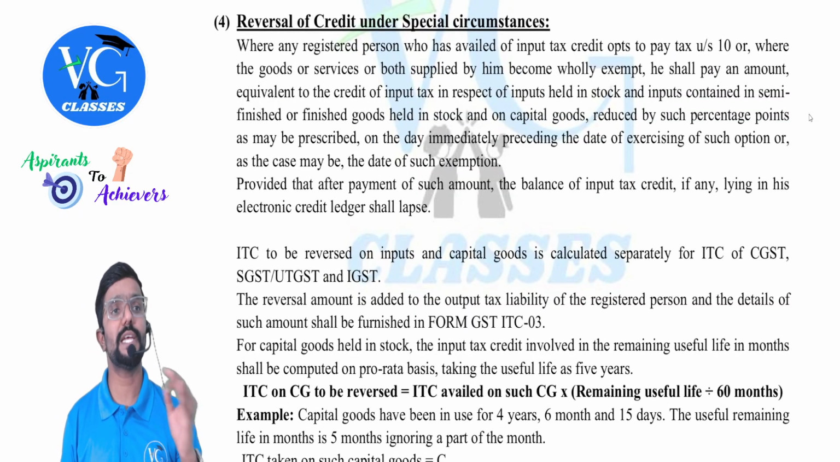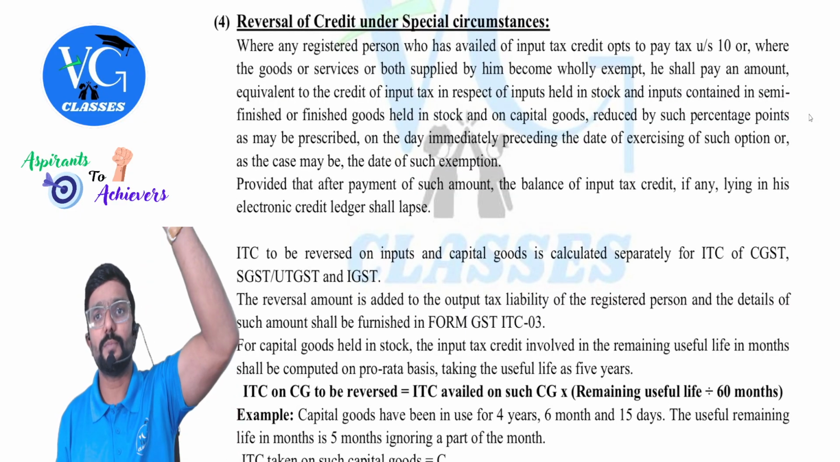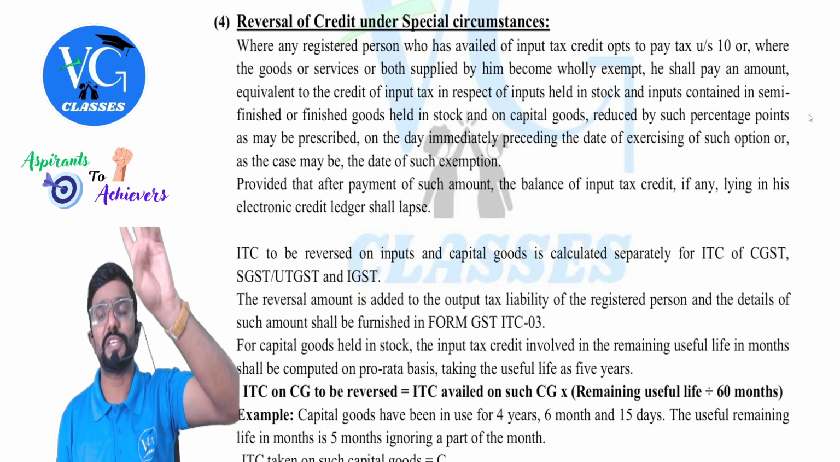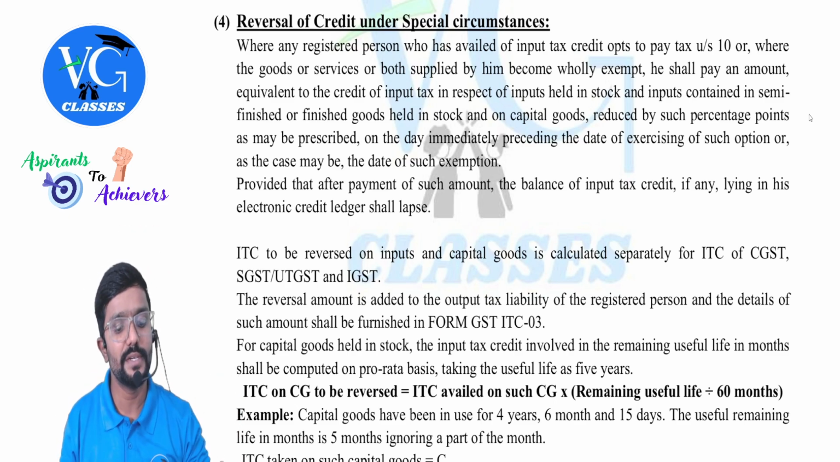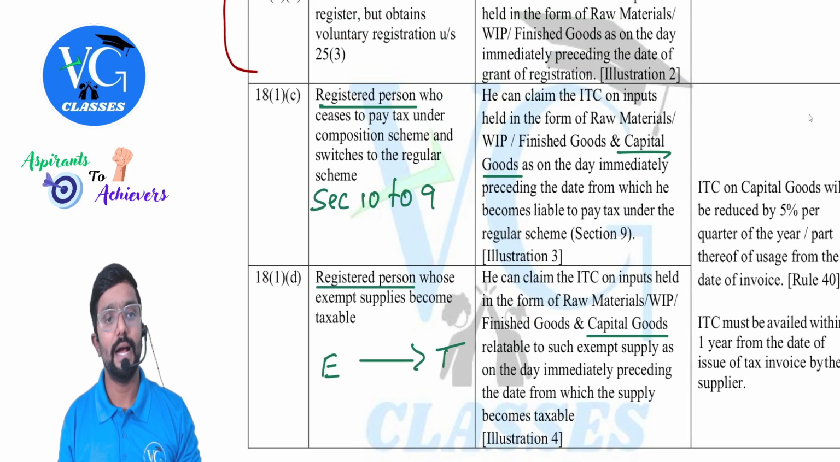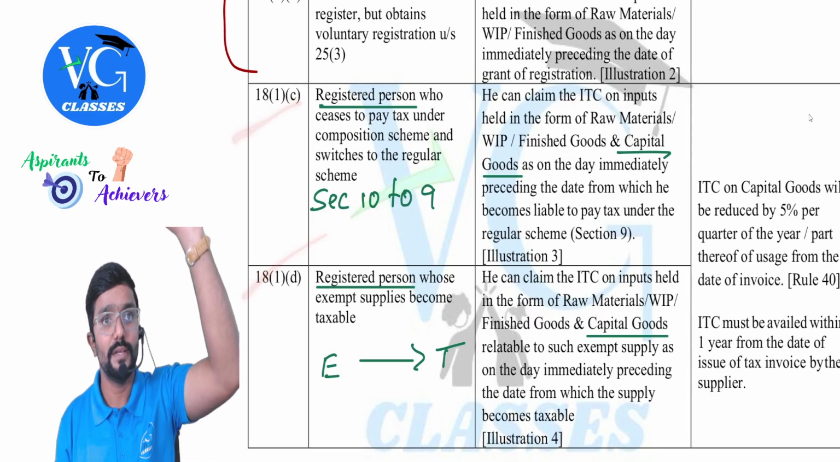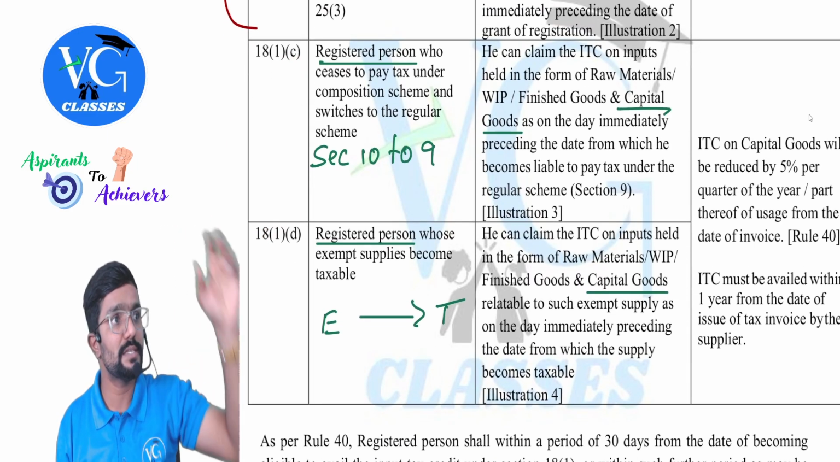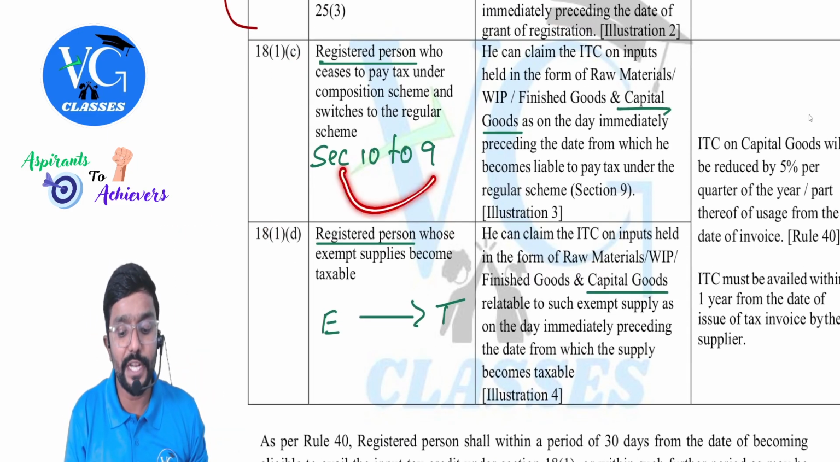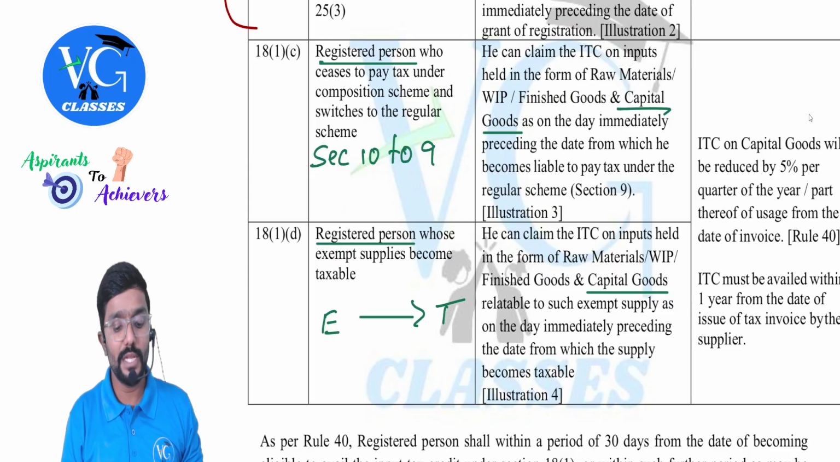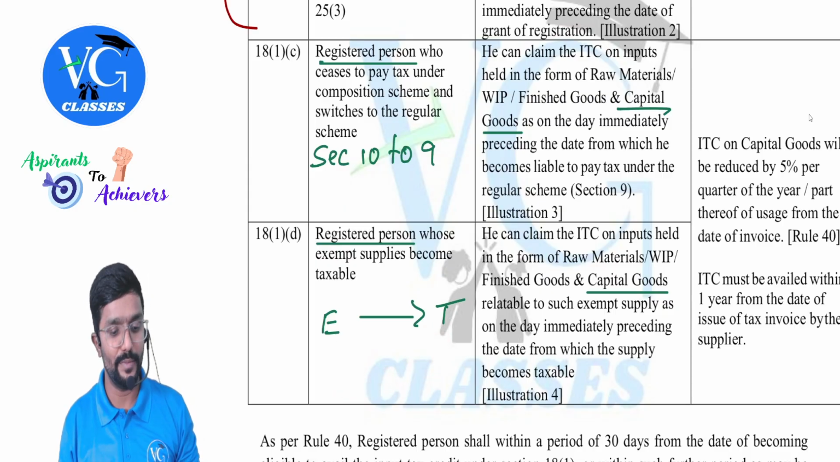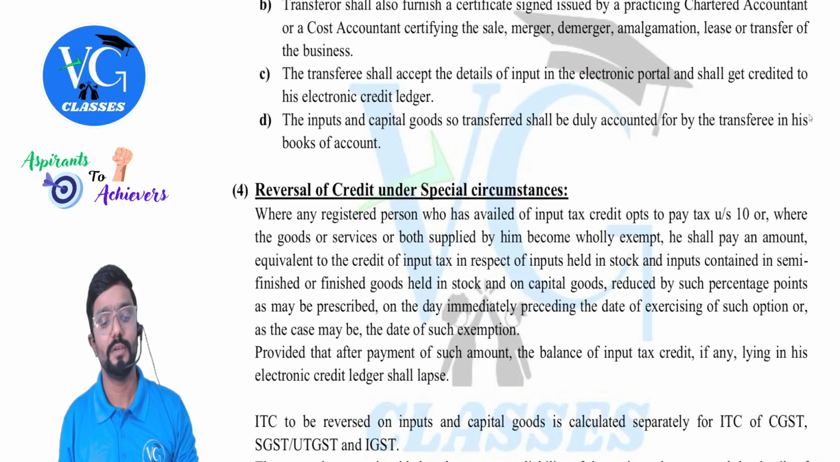Sub-section 3 done. Sub-section 4, guys, listen. In sub-section 1, we learned two special cases. What were they? Let us revisit. Sub-section 1, clauses C and D. What were the special cases? A person going from section 10 to 9, or his exempt supply becoming taxable. Okay, sir. But now what is covered is the reverse scenario.